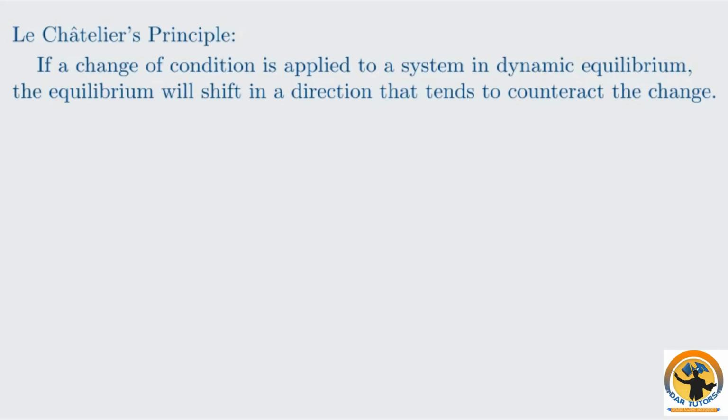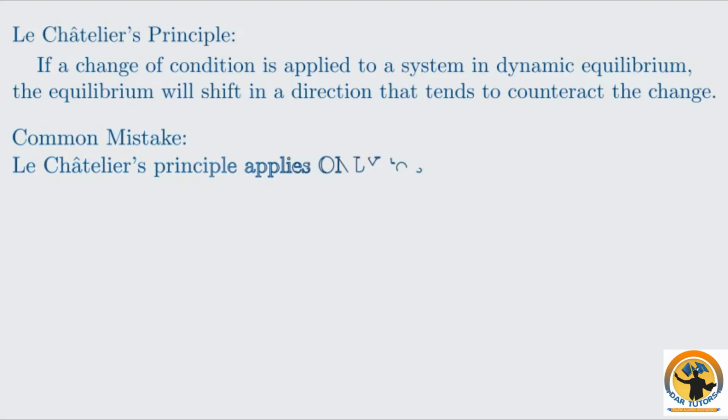A critical point, which is a common misconception, is that Le Chatelier's principle only applies to systems that have already reached equilibrium. You cannot apply this principle to a reaction in its initial state or while it is in the process of reaching equilibrium. The system must first be in a dynamic equilibrium where the rates of the forward and reverse reactions are equal.